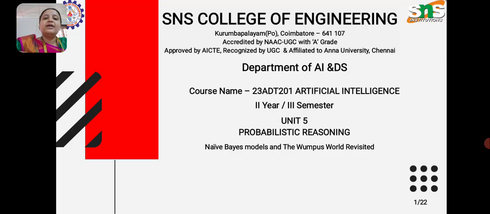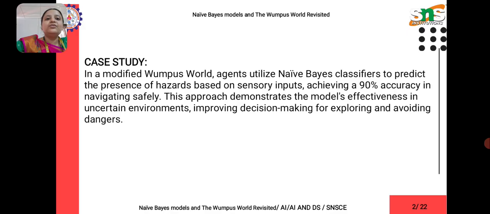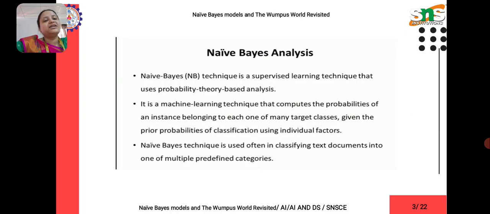So today I am here with the next topic called Naïve Bayes model and the Wumpus world revisited. These two topics are important topics that are dealt with in this probabilistic reasoning unit. Okay, now we will see what this Naïve Bayes analysis is.